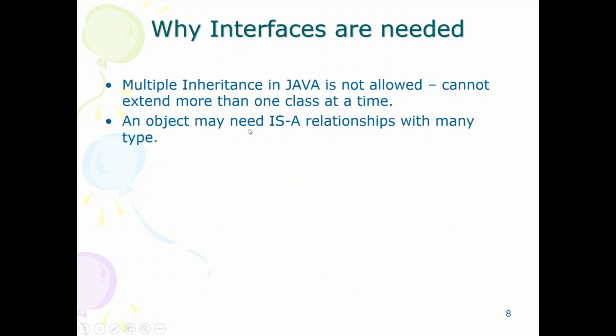An object may need an is-a relationship with many types. I told you about the is-a relationship and the has-a relationship. The is-a relationship is nothing but class B extends A. That line is called the is-a relationship. That is possible in Java, but here it says an object may need an is-a relationship with many types. Many types is not possible with classes in Java, so using an interface it is possible. If I say class D extends A, B, C, E, Z, whatever — it is possible using an interface.